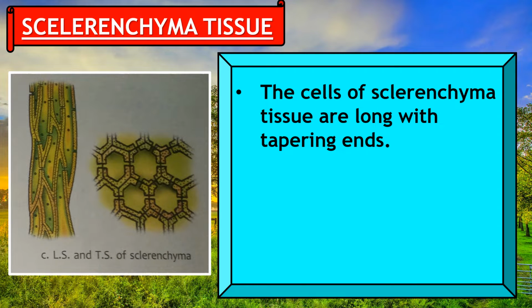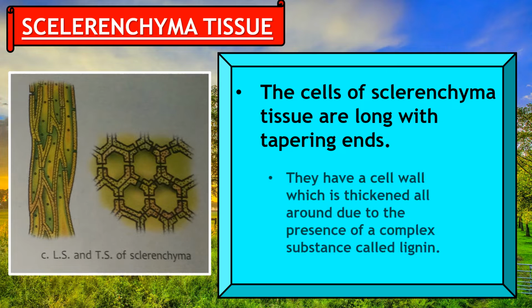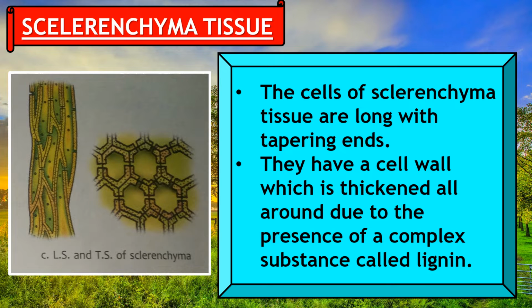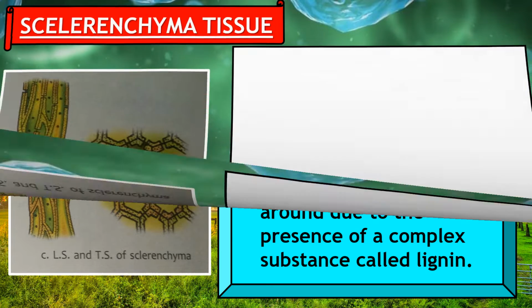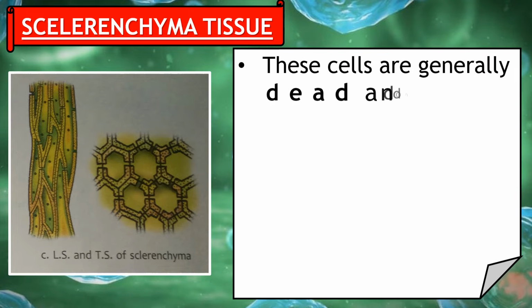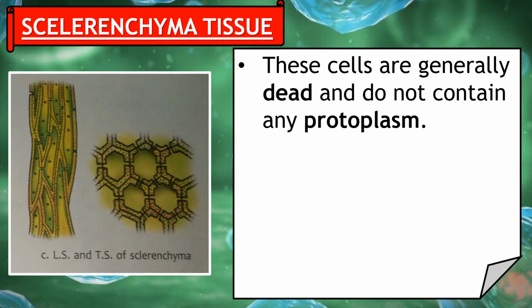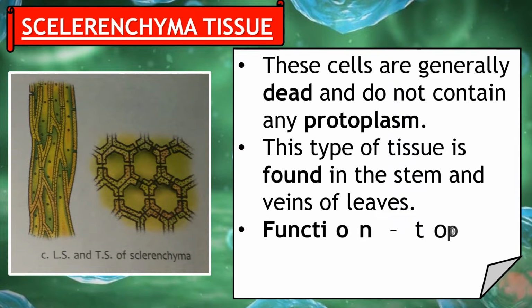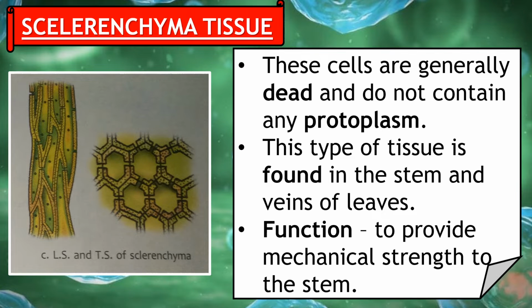Sclerenchyma tissue. The cells of sclerenchyma tissue are long with tapering ends. They have a cell wall which is thickened all around due to the presence of a complex substance called lignin. These cells are generally dead and do not contain any protoplasm. This type of tissue is found in the stem and veins of leaves. The function of sclerenchyma tissue is to provide mechanical strength to the stem.